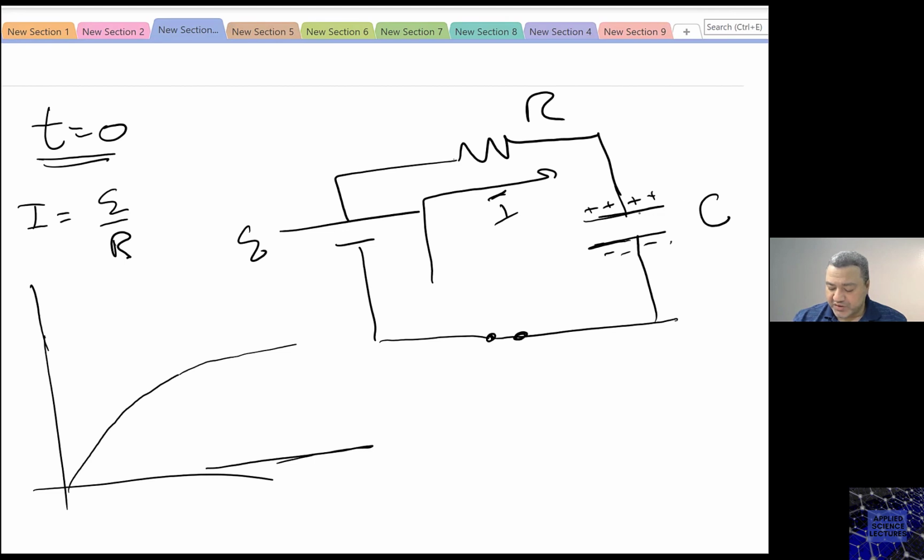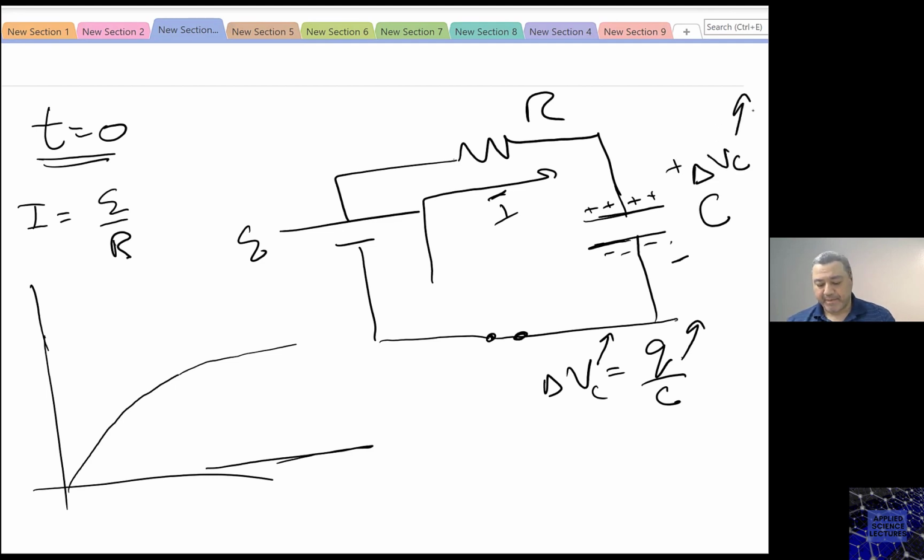Why? Because charges are starting to build up now here. I know that V equals to Q divided by C. Charges start to increase, then the voltage drop across, you can call it delta VC, starts to increase, right?